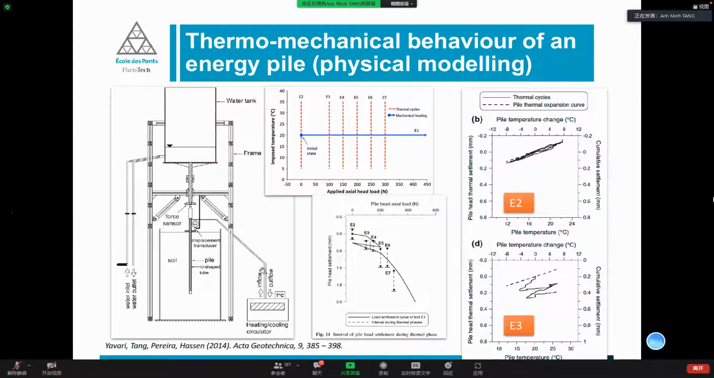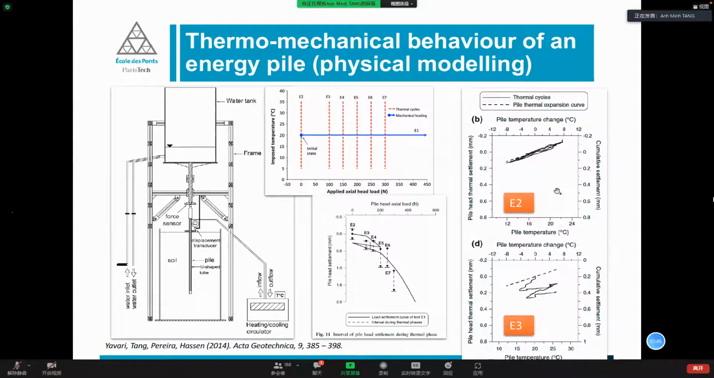And then we connect the pipe with the heating cooling circulator, so we can change the temperature of the pile during the test. The main test program is that we maintain constant the applied head load. And then we change the temperature of the pile between 5 and 35 degrees here. And we measure what happens on the top of the pile, that is, the pile head displacement. For example, here is a test program.